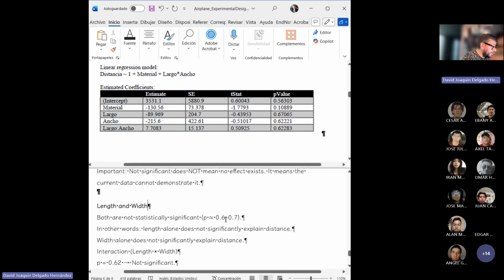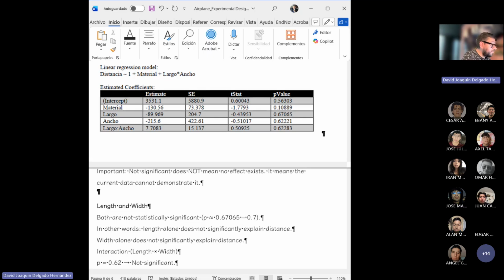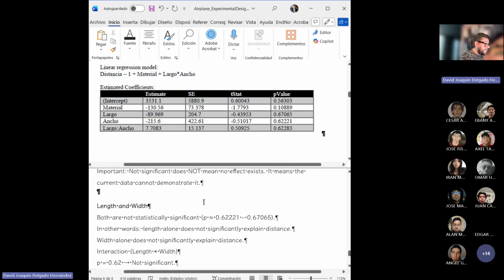It is approximately 0.6. I am going to put the quantity 7065, and the other one is 0.622. So it is from 0.62221 to 0.67065. These are the values. I am taking these values from this table.